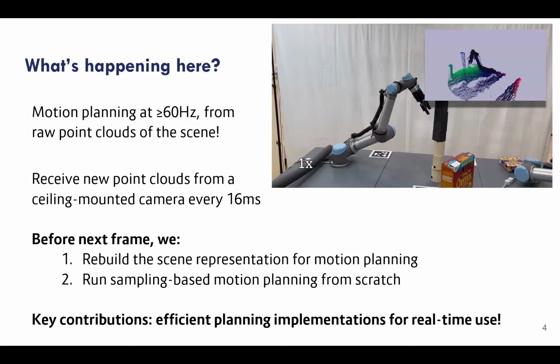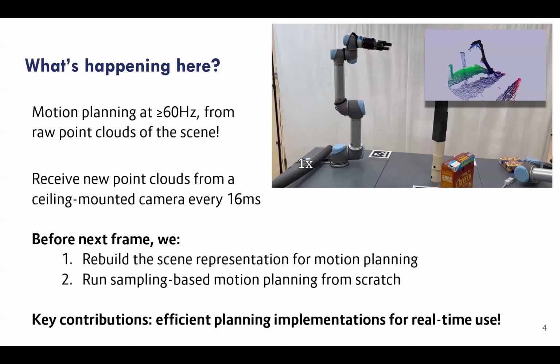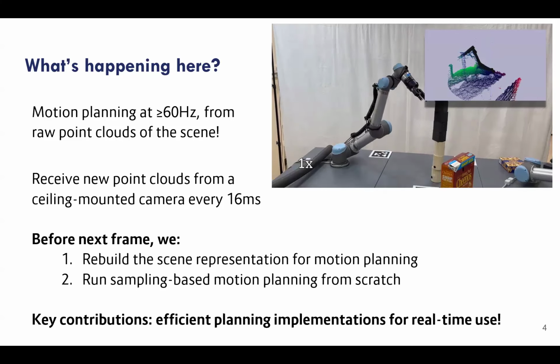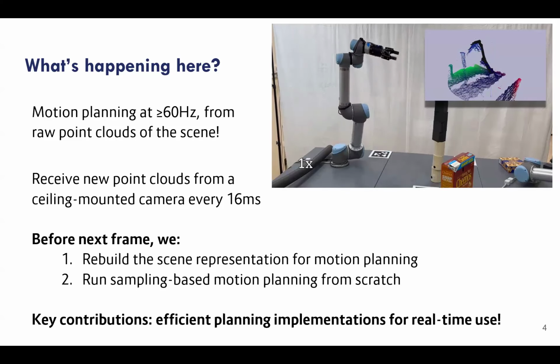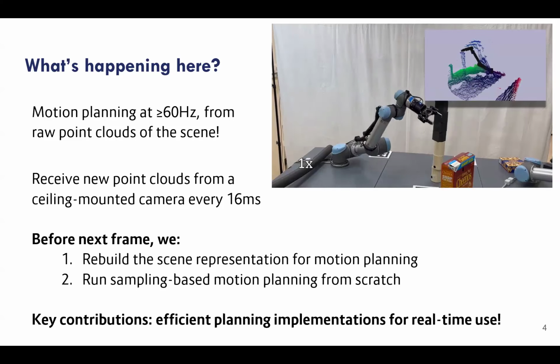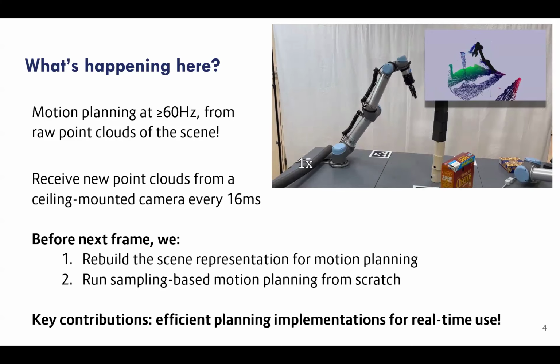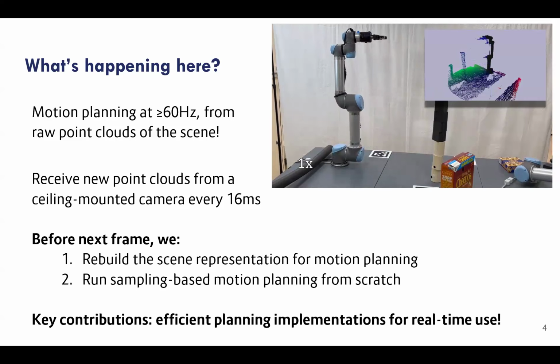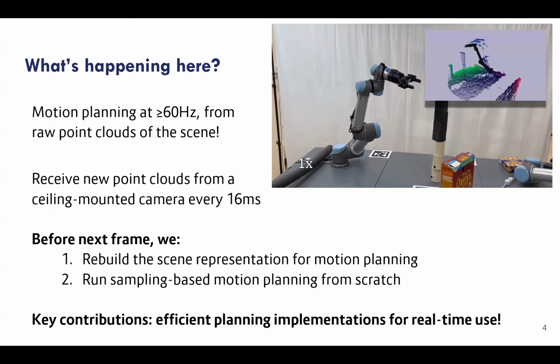In the demo that you just saw, the robots were doing motion planning from scratch at 60 Hertz. So from our point cloud camera, which is on the ceiling, we get a new point cloud once every 16 milliseconds, or 60 times per second. And in that 16 millisecond window, we're able to construct a new motion plan from scratch and then begin executing that motion plan before that window has ended.